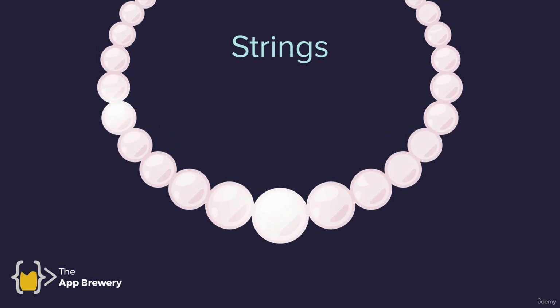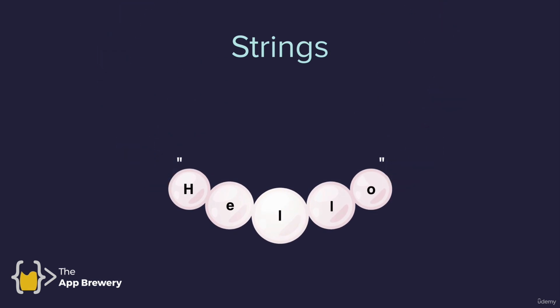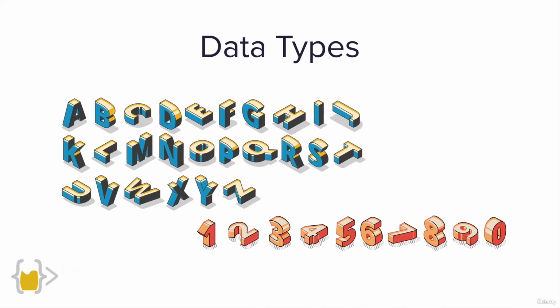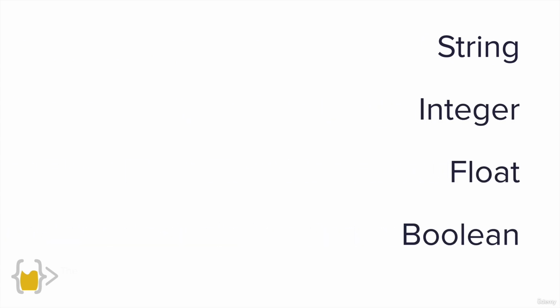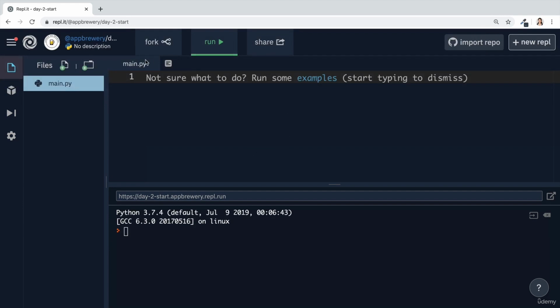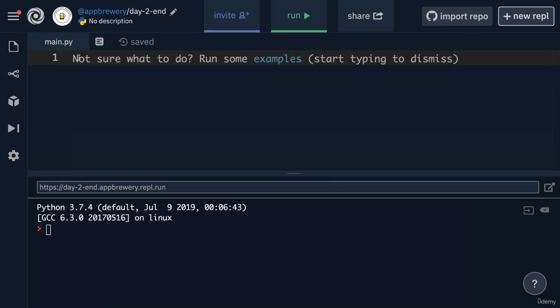Now, on day 1, we already explored this data type called strings. You're probably not going to be surprised to learn that there's a whole lot more other data types out there. And today, we're going to explore some of the most important and some of the most basic data types, such as strings, integers, floats, and booleans. And we'll explore each of these in detail. So go ahead and get hold of the Day 2 Start Coding Sandbox and go ahead and fork your own copy of it. Now, once you've done that, let's take a look at some of the data types.